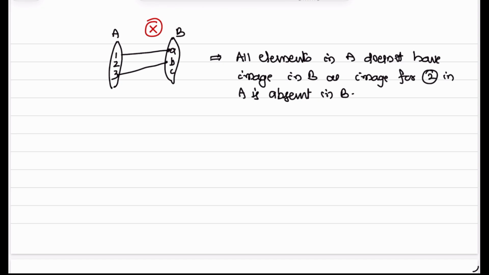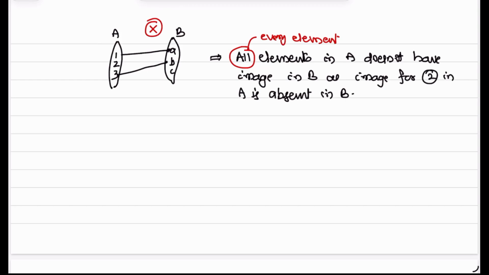Here we can even say every element also. Instead of all elements, we can even say every element. Because it's only a language jargon, the concept is that all elements in A, each and every element in A should have an image in B. Then only it is called a function.